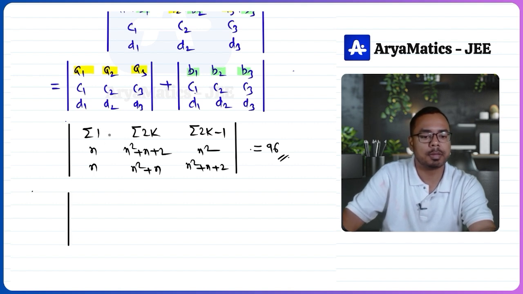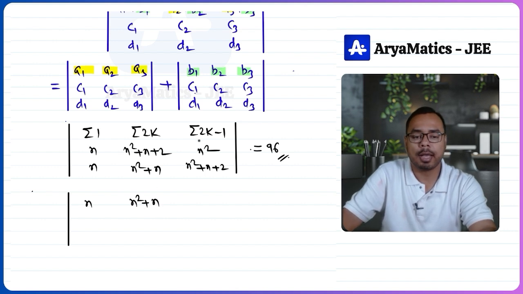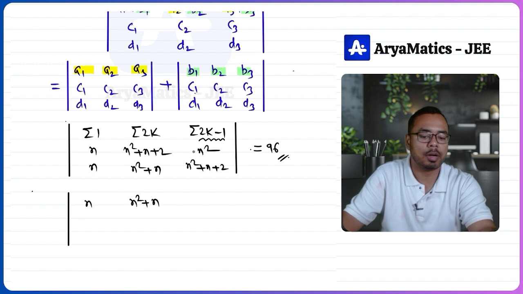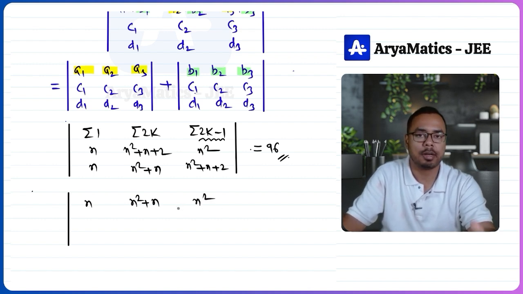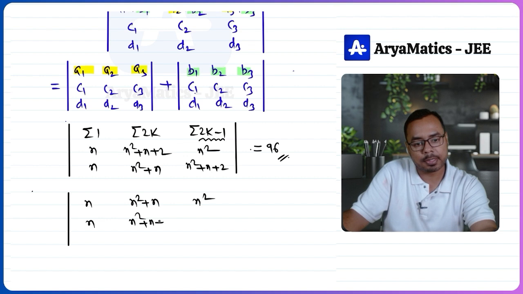So sigma 1 will be nothing but n. Sigma 2k, 2 we can take outside, n into n plus 1 by 2. So this is nothing but n square plus n. And sigma 2k minus 1 is the sum of first n odd natural numbers. And we know the standard formula is n square, right? Sum of first n odd natural numbers is n square. Similarly, here we have n square plus n plus 2, n square, n square plus n.